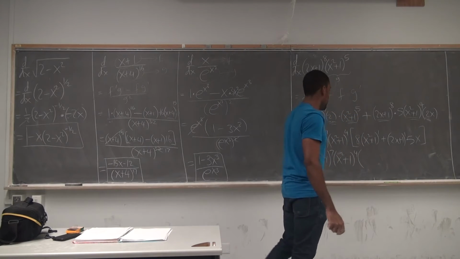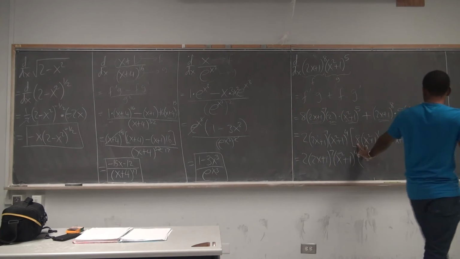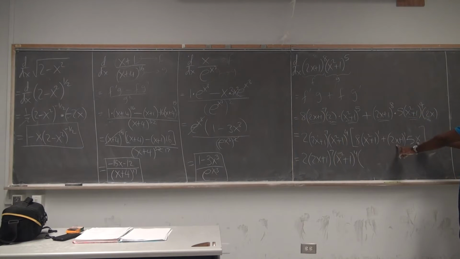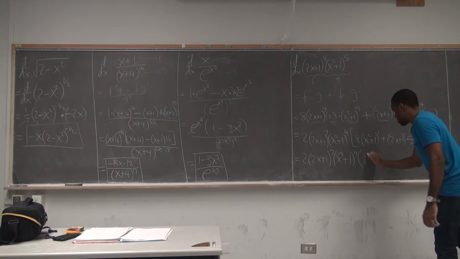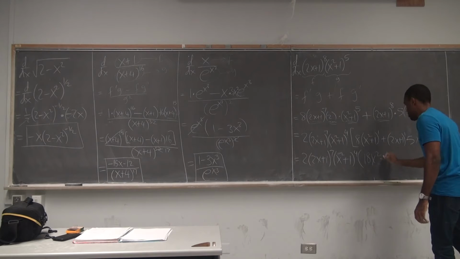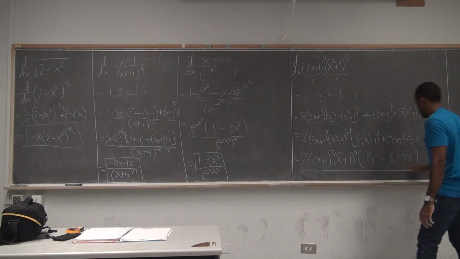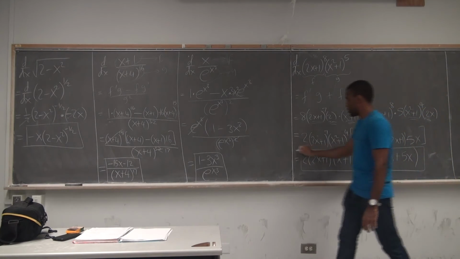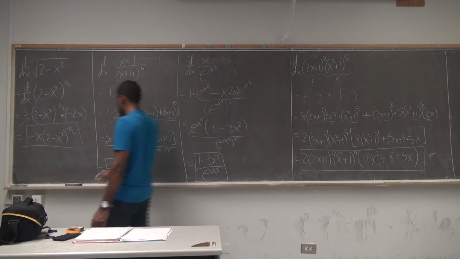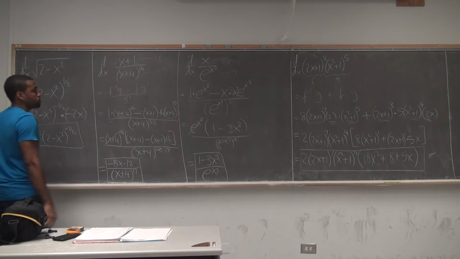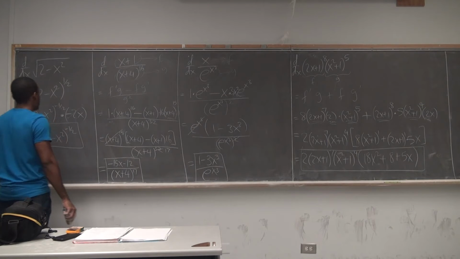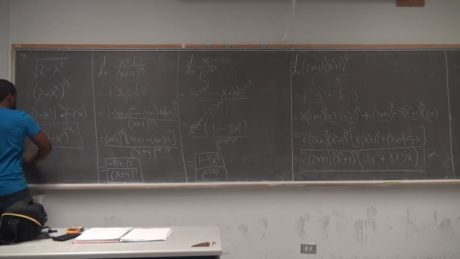So now we can simplify. Here, this would give me 8x squared. This gives me 10x squared. It's 18x squared plus 8 plus 5x. That's the answer. Questions?